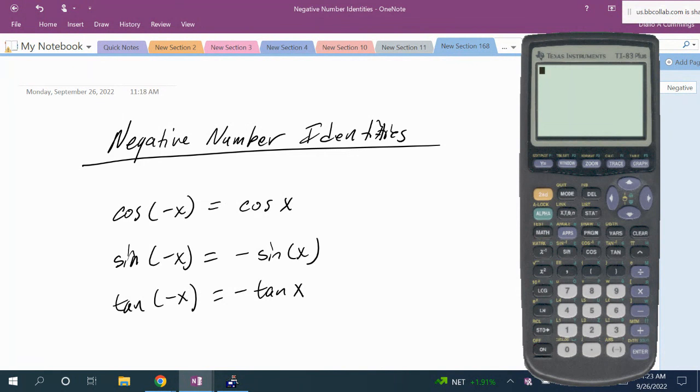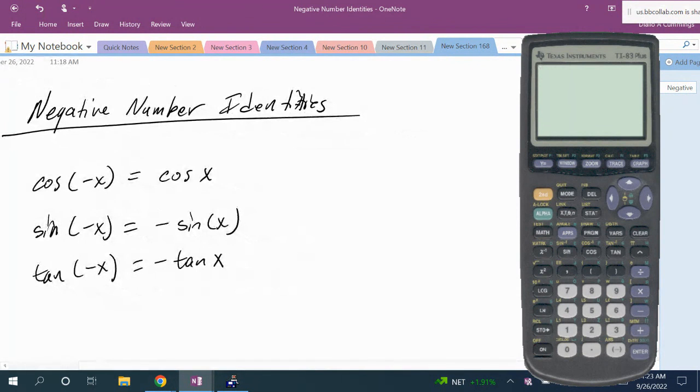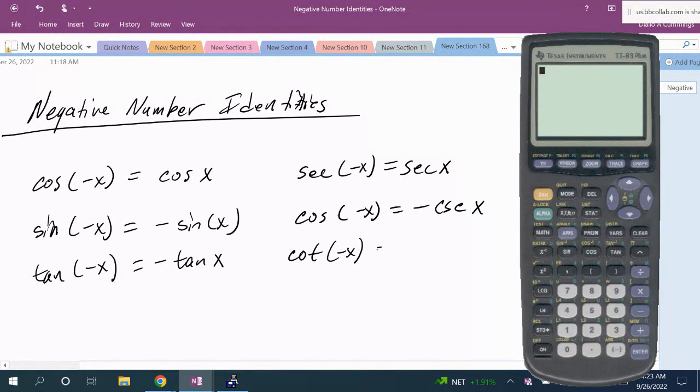Okay, and the reciprocals, they follow as well. So the reciprocal of cosine is secant. So the secant of negative x is equal to secant x. The reciprocal of sine is cosecant. So the cosecant of negative x is negative cosecant x. And the reciprocal of tangent is cotangent. So cotangent of negative x is equal to negative cotangent of x. Okay.